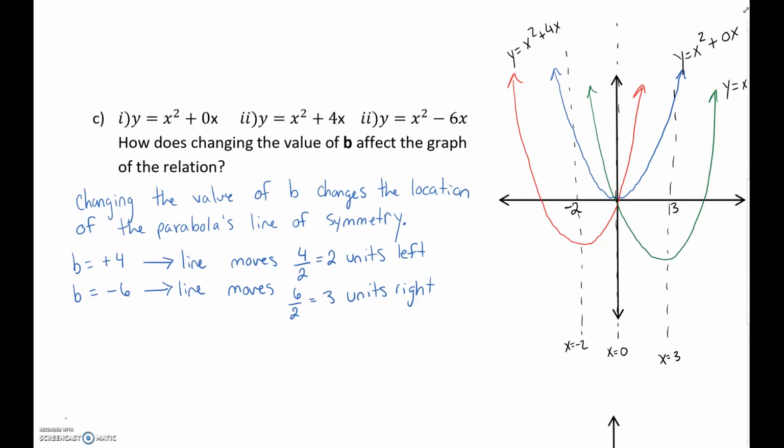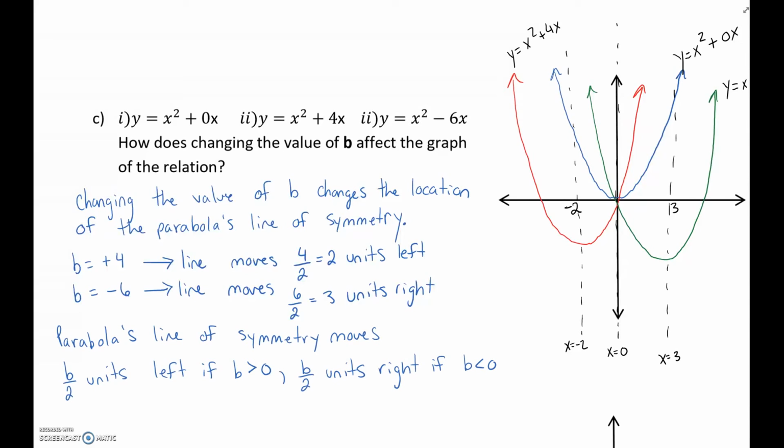Changing the value of b changes the location of the parabola's line of symmetry. For b equals positive 4, the line moves 4 divided by 2, or 2 units to the left. If b equals negative 6, the line moves 6 divided by 2, or 3 units to the right. In general, the parabola's line of symmetry moves b divided by 2 units left if b is greater than 0, another way of saying positive, and b divided by 2 units right if b is less than 0, or negative.